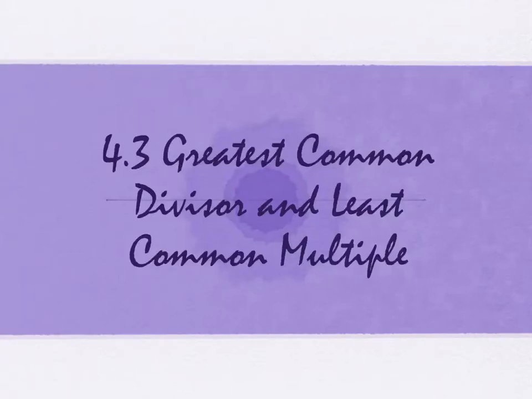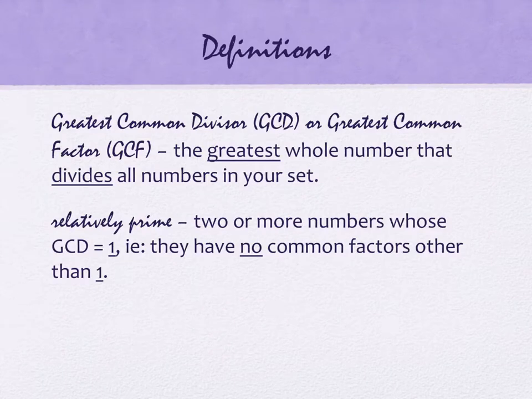Right, so section 4.3, which is our last section in chapter 4, is going to be taking a look at greatest common divisors and least common multiples. Specifically today, we're going to do the first half of that, the greatest common divisor half. To start with, a greatest common divisor, also known as a greatest common factor, is the greatest whole number that divides all the numbers in your set.